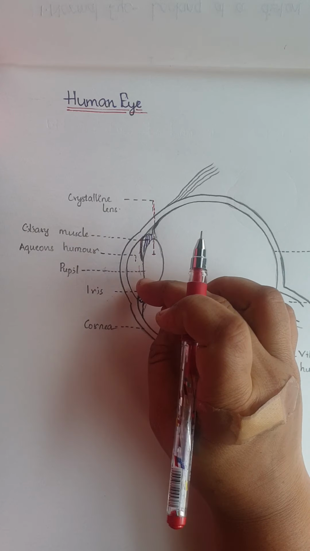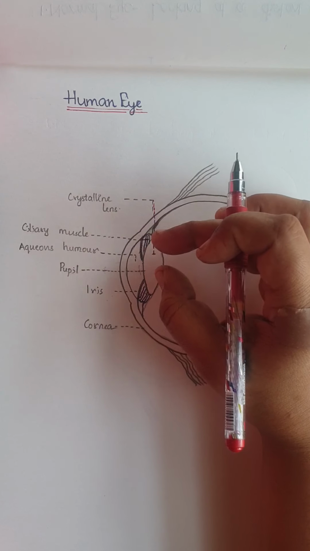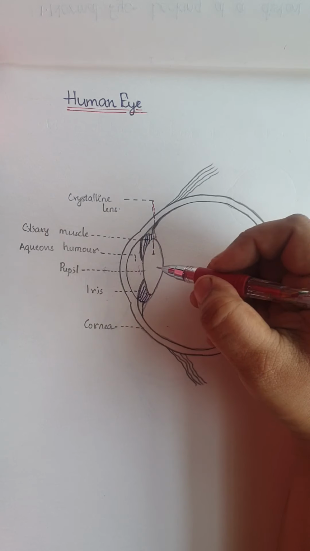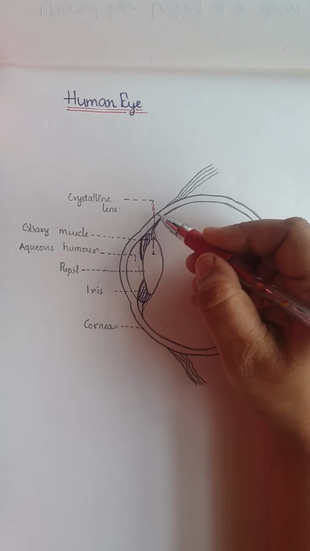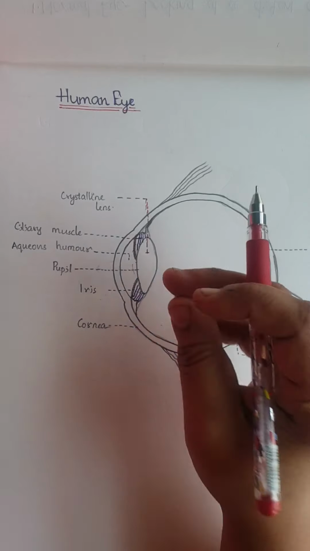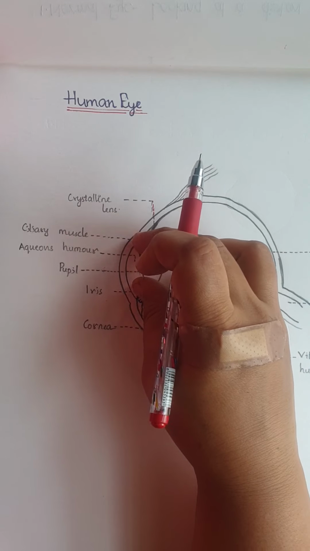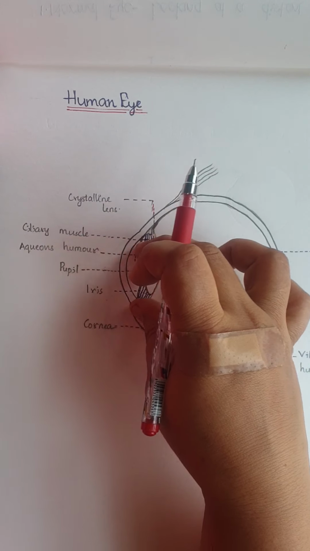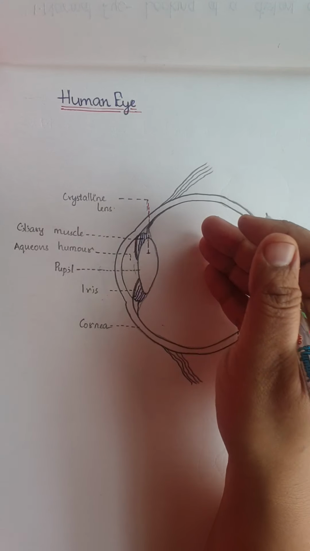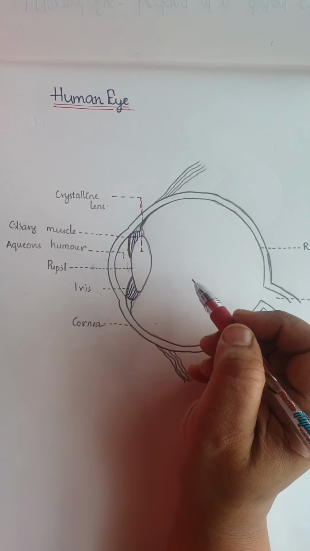Okay. When this iris expands, it goes away from here, right? Yes. So when this diaphragm expands, more light is coming. That is, when the light is dim, this iris expands and more light comes in. So what will happen? More light enters into our eye.